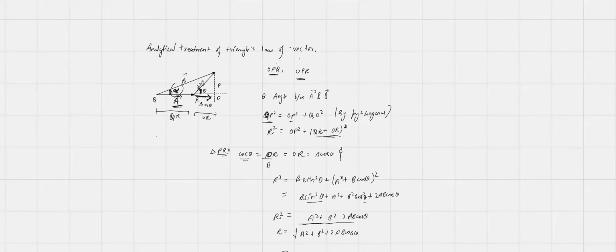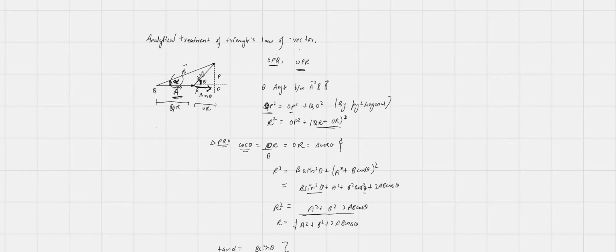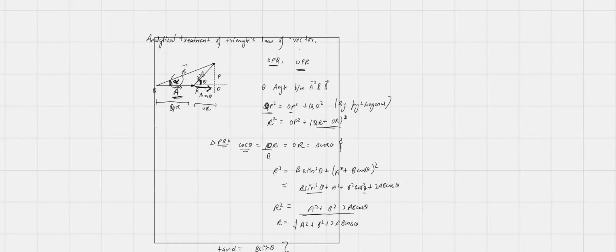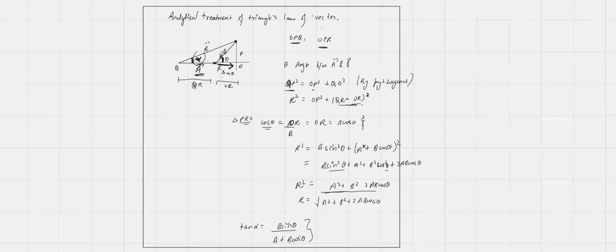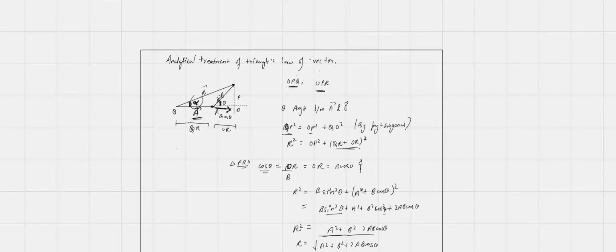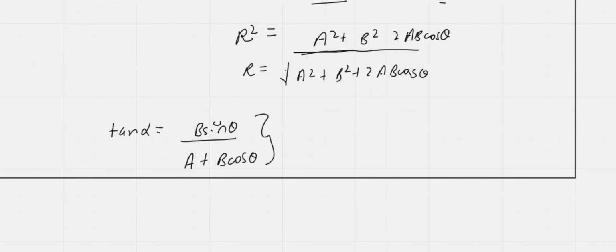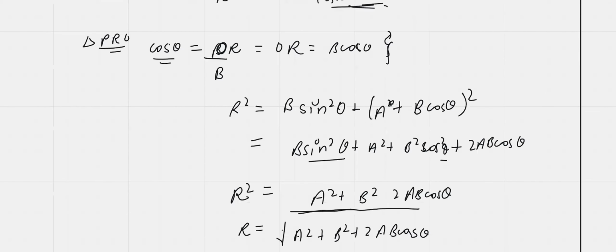Clear, or do you have some doubt? Sir, I'm at the last one. Which step? Root over a square plus b square plus 2ab cos theta, this resultant part. What's the doubt here? Sir, I'm not saying doubt, I'm just going through it. Okay, fine.